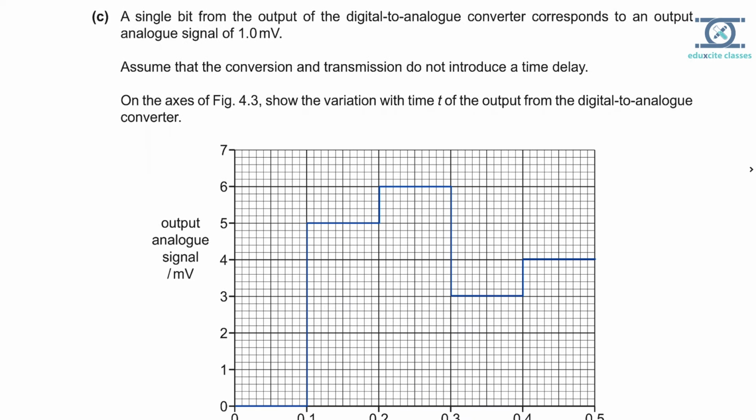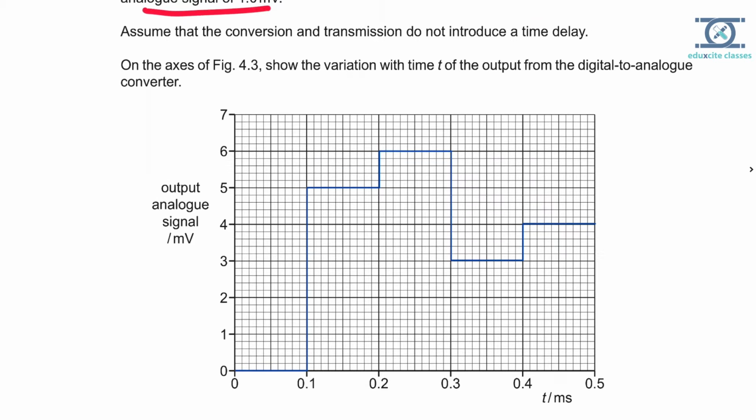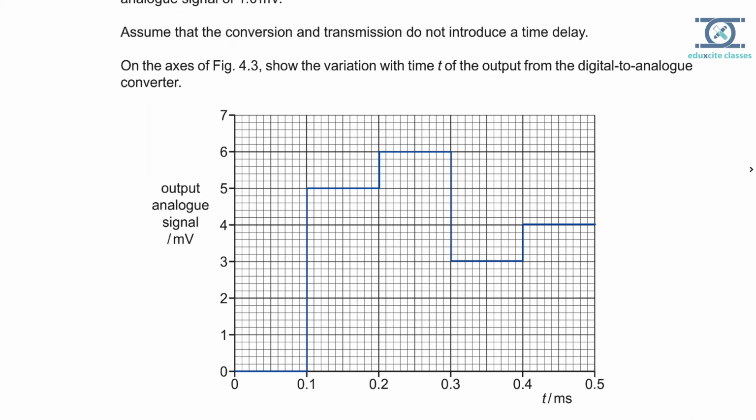Now the C part. The analog signal of 1 millivolt: the single bit from the output of the digital to analog converter corresponds to an output signal of 1 millivolt. Okay, so the output signal is of 1 millivolt. Assume that the conversion and transmission do not have any time delay. So on the axis of 4.3, show the variation of time with the digital to analog converter.